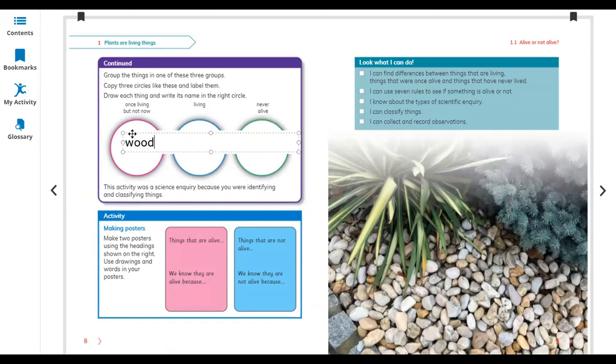You can write furniture, table, chair, anything. And living: human, man, bird, animal, tiger. Okay. Never alive: sand, rock. Which one is easy for you?